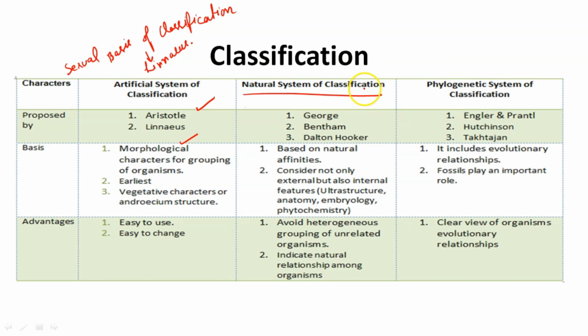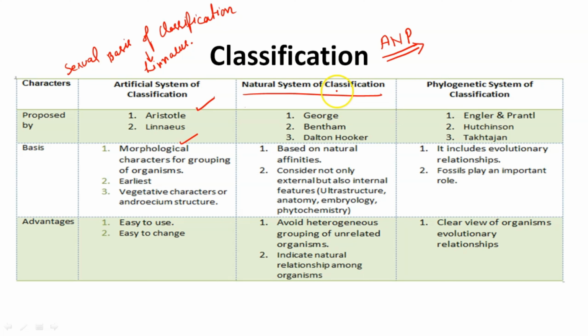Here we can see the first letter of every classification is in alphabetical order. Artificial system of classification starts from A, natural system of classification starts from N, and phylogenetic system of classification starts from the letter P. So this is A, N and P, and this is already arranged in alphabetical order. Okay, so let's talk about the natural system of classification.